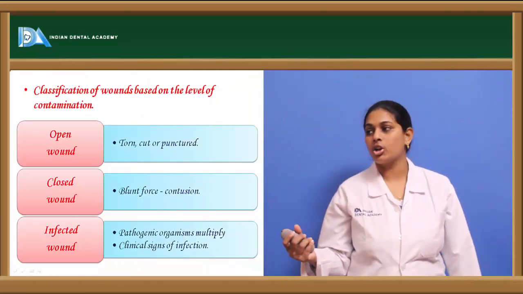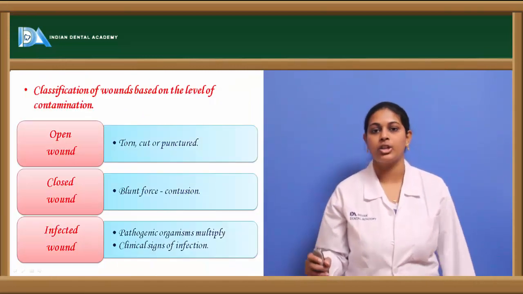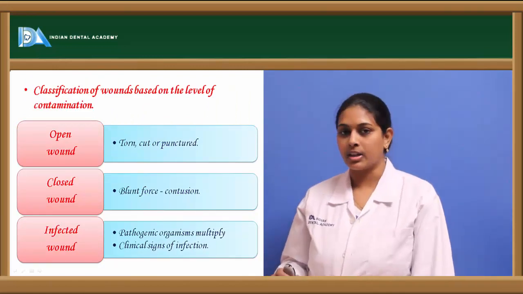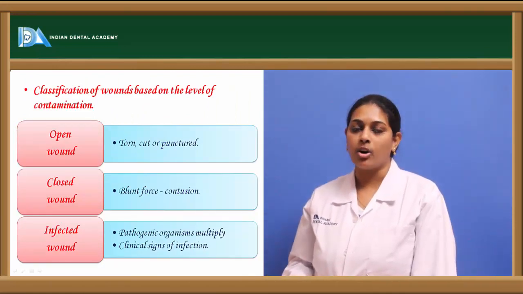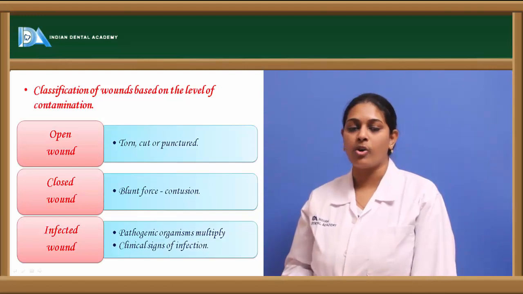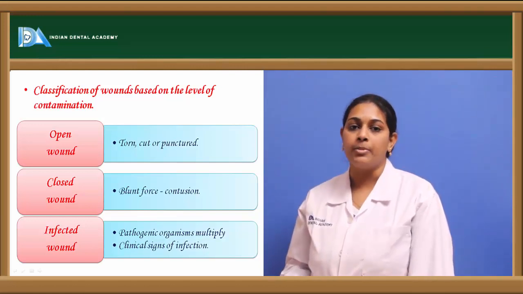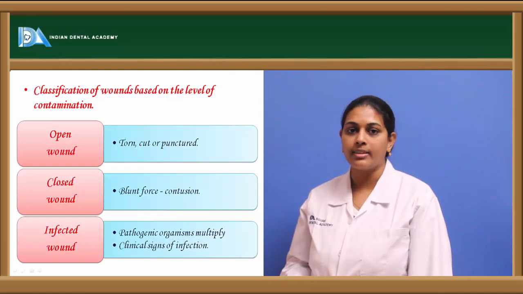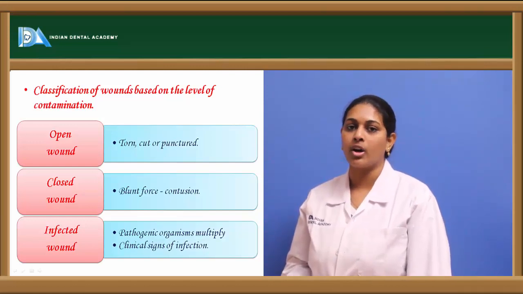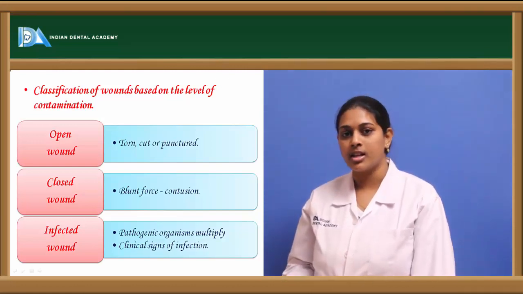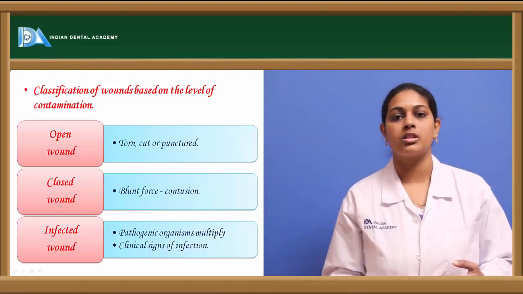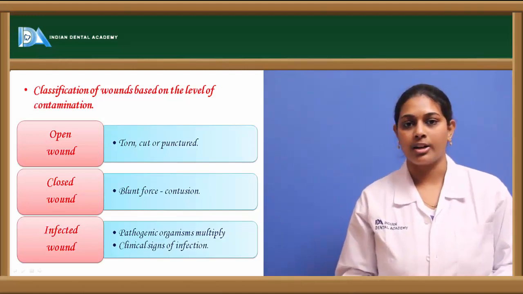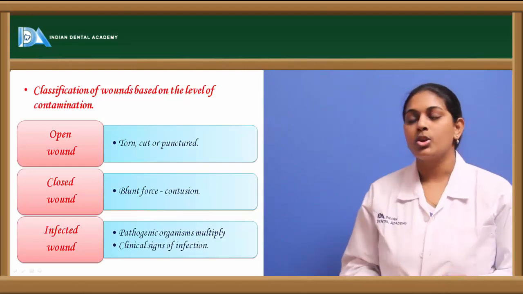Coming to the classification of wounds based on the level of contamination. Contamination is when an organism or any group of organisms, or otherwise any debris, enters our body, which is infectious to our body or which hampers our body's functioning systems into an infectious condition. That is known as contamination.